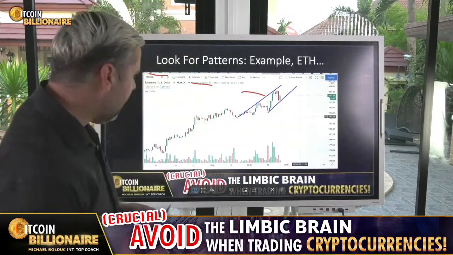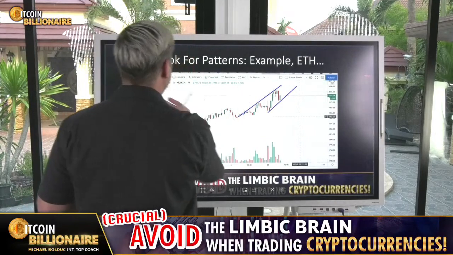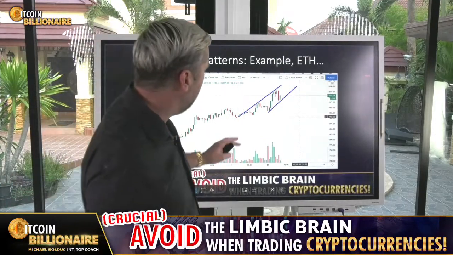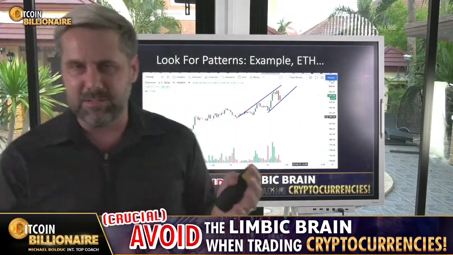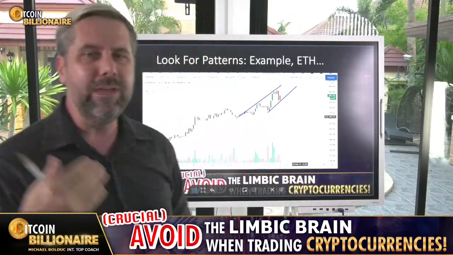But here's the thing, right? We are looking for the patterns. So if you see a rising flag, for example, you need to learn what those patterns are. There's head and shoulders, there's triangles, all kinds of patterns. So we are looking for that.